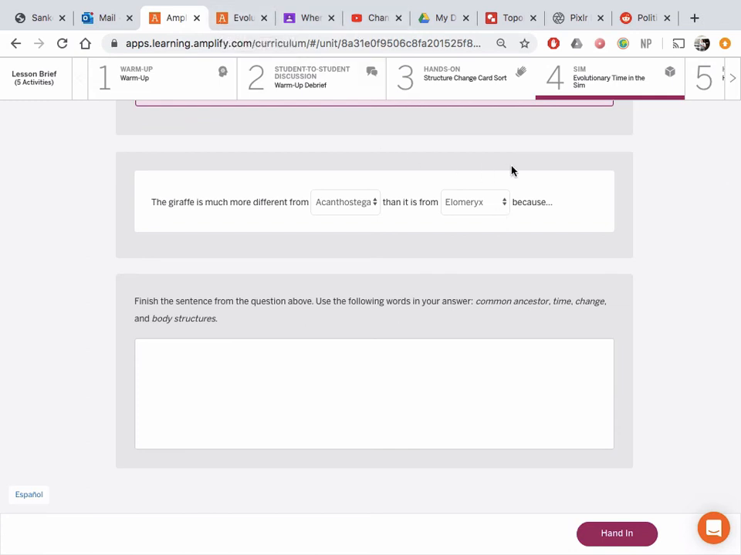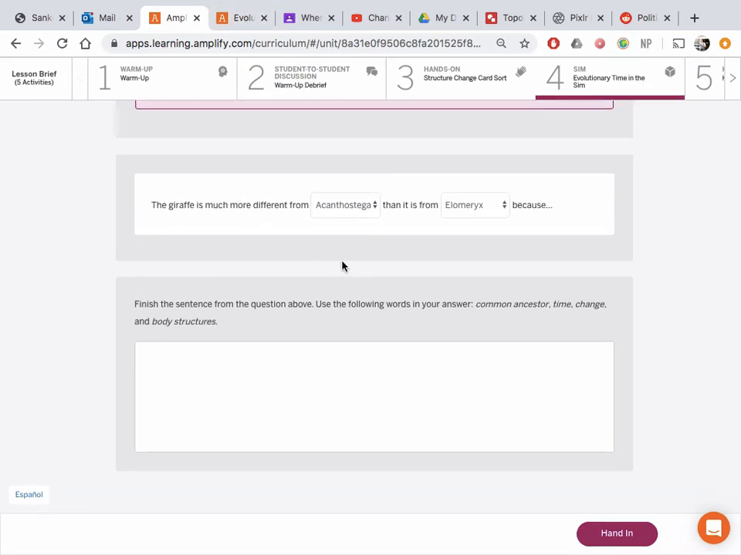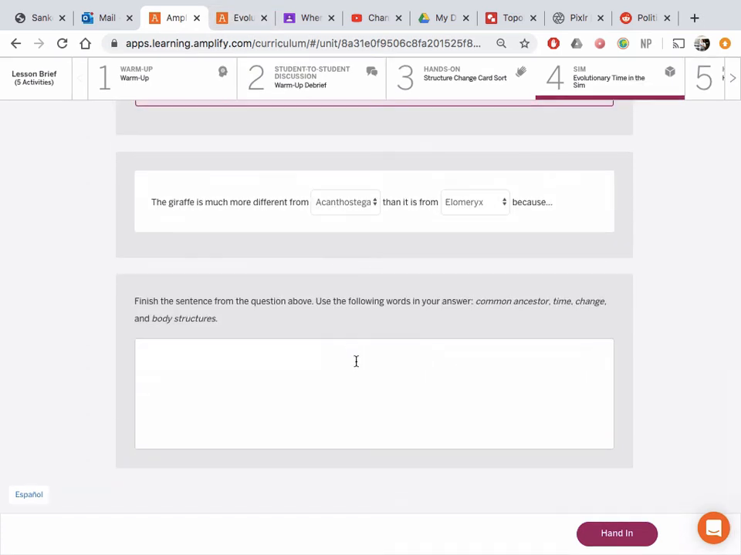So basically, if you think about it, the giraffe has its limbs kind of stretched out. It has a long neck. Whereas the changes from Acanthostega were massive. Like, it's on land. It looks almost nothing alike. So I would say that you have to take into account evolutionary time.